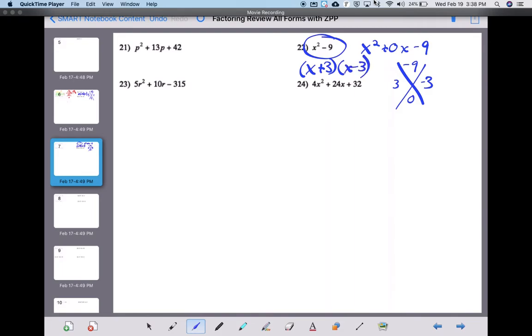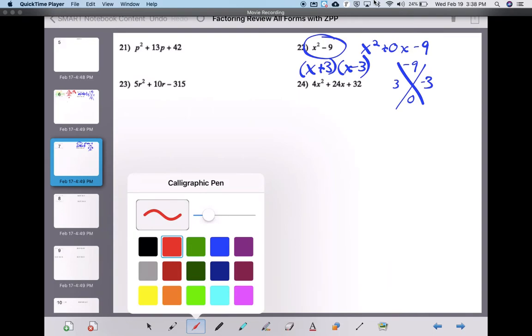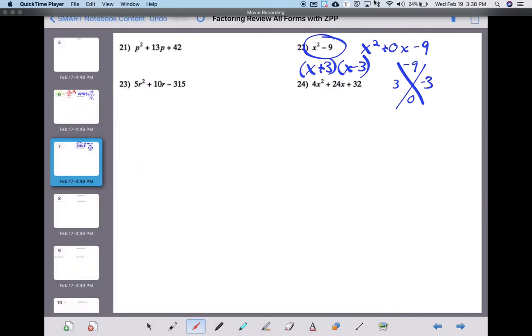Or you could have noticed that there were 2 terms and square rooted both of them. This is the difference of 2 perfect squares, because the square root of x squared is x, and the square root of 9 is 3. And then you add them and subtract them. So there's a few ways to get that correct factored answer.